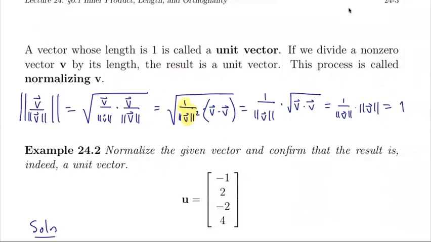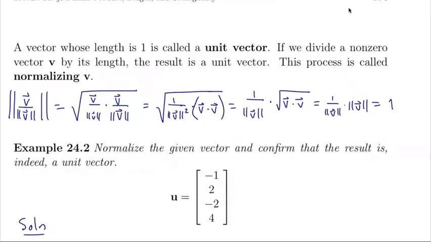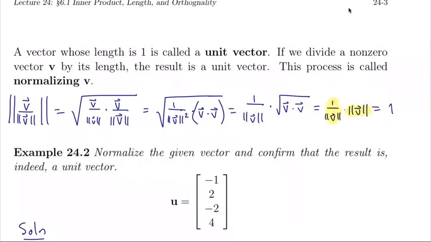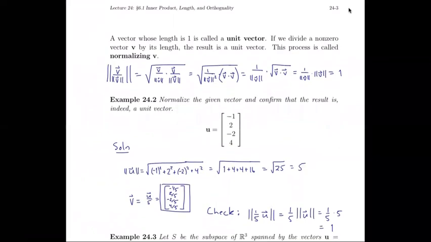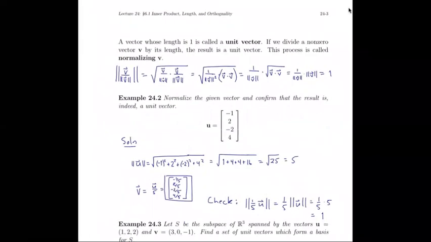Now this is 1 over this norm squared, so this comes out of the radical as 1 over the norm of v, and underneath the radical we have v dot v. Well, the square root of v dot v is the norm of v. So we replace that with norm of v, and then we have 1 over norm of v times norm of v, and we get 1. So now we know that any vector that we divide by its own length is a unit vector. This proves it for any such vector. The only vector we can't do this with is the zero vector. There's nothing we can multiply the zero vector by in order to normalize it.